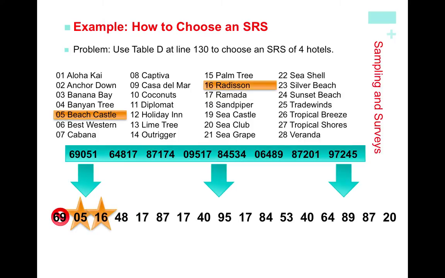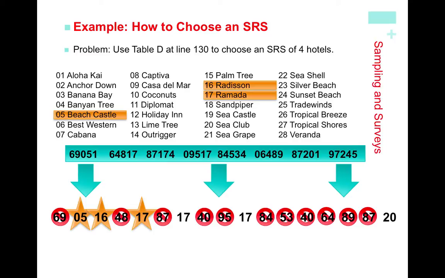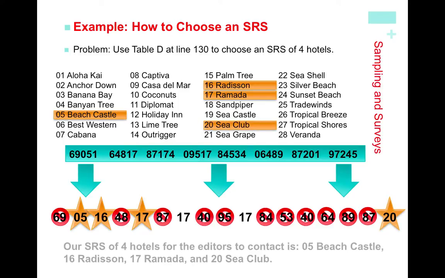Then you get to 16. There's your second one. 48 is too high. There's 17. There's your third one. 87 is too high. 17 repeats. 40 too high, 95 is too high, 17 repeats, 84, 53, 40, 64 rather, 89, 87 are all also over your total, which brings us to your last one, 20. Okay, so your simple random sample of 4 hotels would be the Beach Castle, Radisson, Ramada, and Sea Club using line 130 in Table D.